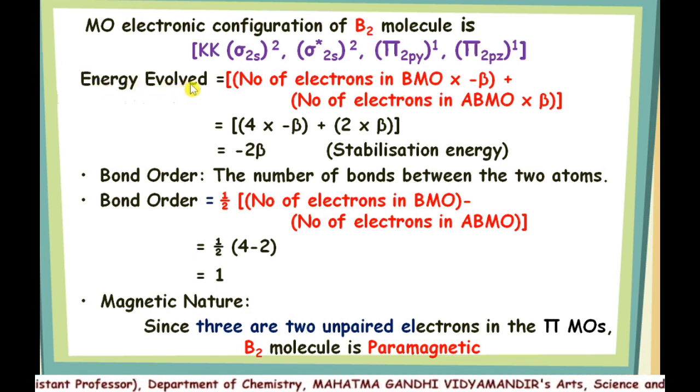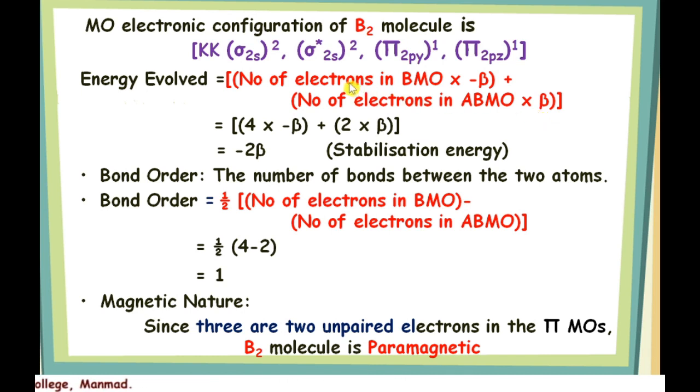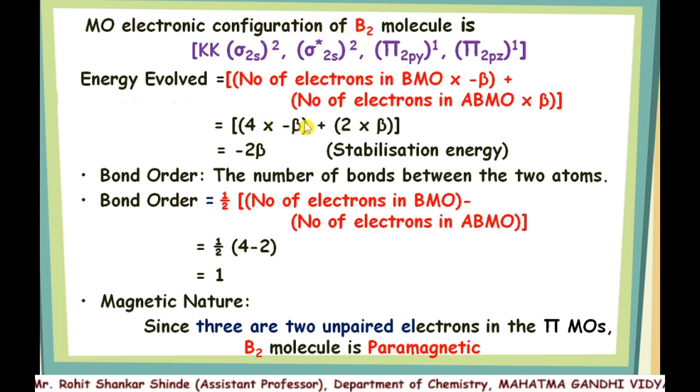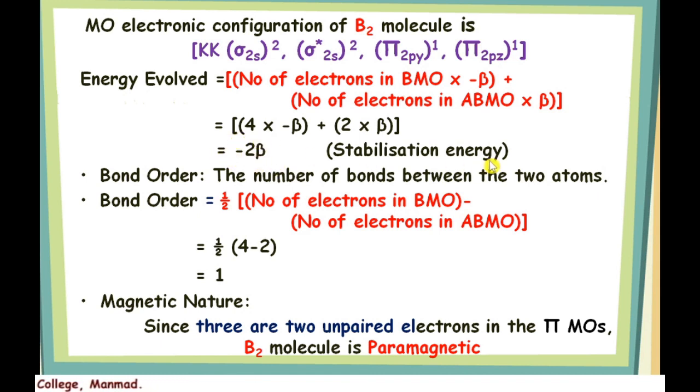Let us calculate energy evolved. Energy evolved is equal to number of electrons in BMO into minus beta plus number of electrons in ABMO into plus beta. Let us calculate the total number of electrons in BMO: 2 electrons plus 1 is 3, plus 1 is 4. So there are a total of 4 electrons in BMO and only 2 electrons in ABMO. So 4 into minus beta plus 2 into plus beta. So minus 4 beta plus 2 beta becomes minus 2 beta. So the energy evolved during the formation of the B2 molecule is minus 2 beta, which is a stabilization energy.